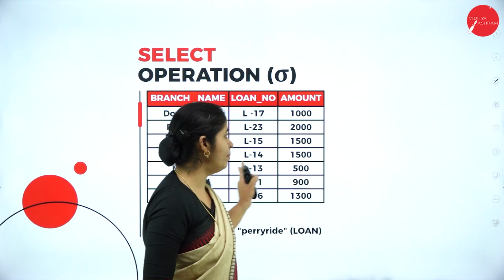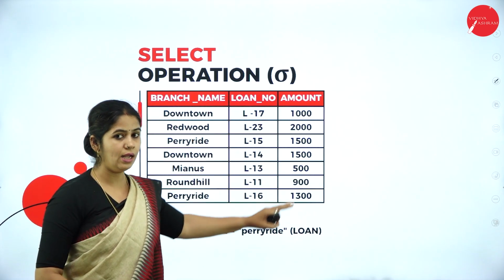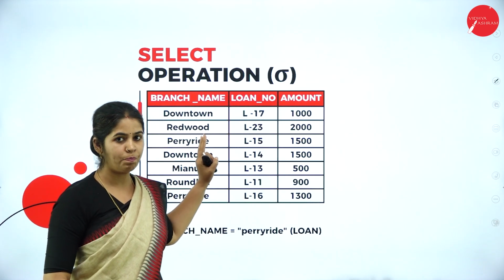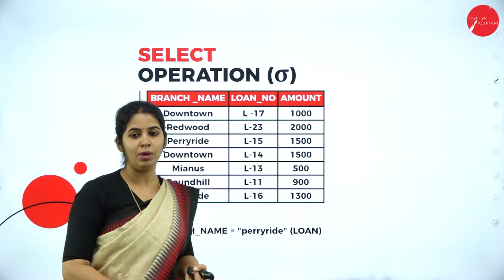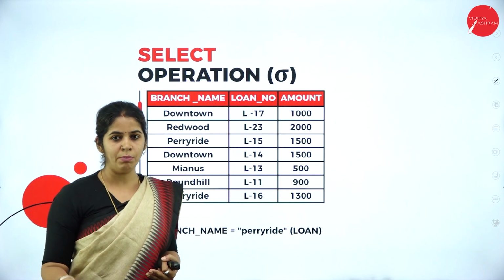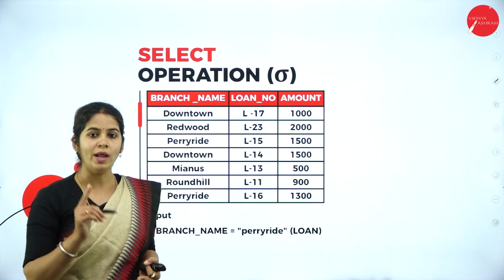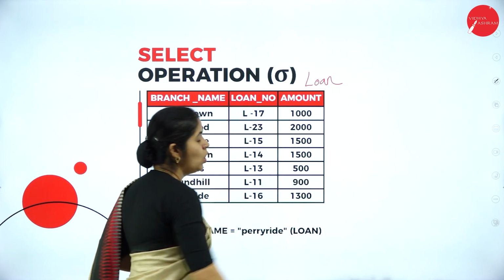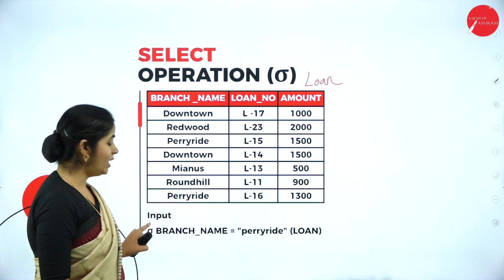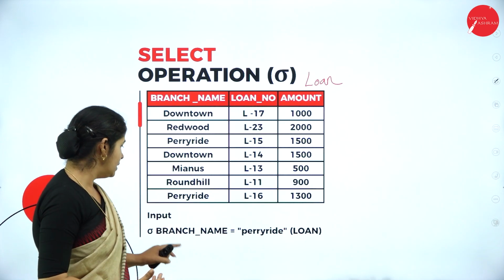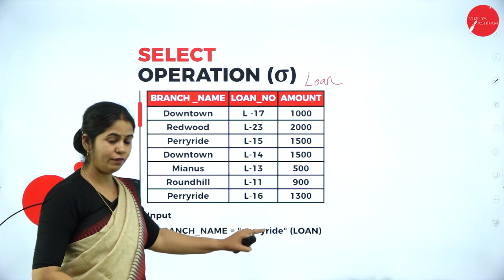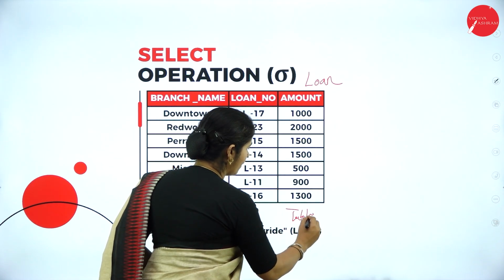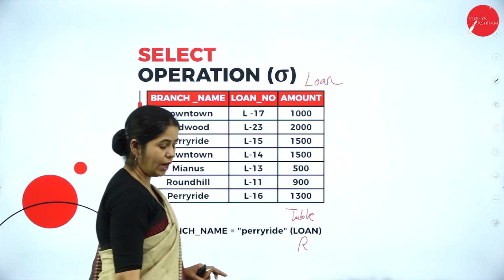So taking an example, here I have one particular table with branch name, loan number and amount in the loan table. In the employee database, an employee table will be there, a loan table will be there, a department table will be there. In that, we are taking one table called loan. What is the name of the table? Loan is the name of the table. What is the input? We have to select something. Select the branch name from the table loan. This is what? R. Right.